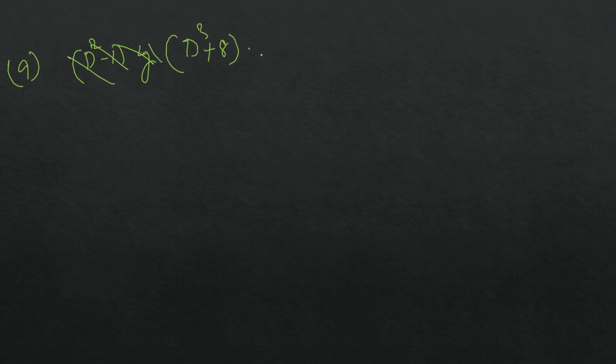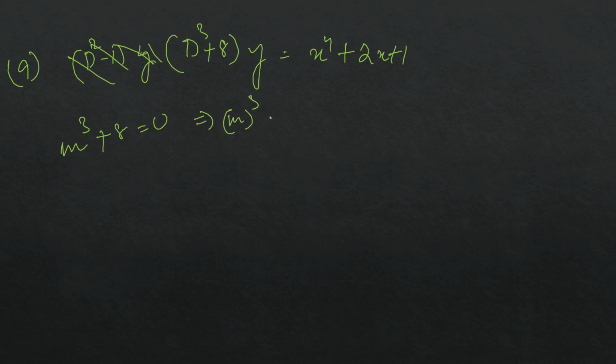Question number 9. So here the question is (D cube plus 8) y is equal to x fourth plus 2x plus 1. Again, that expansion type I'm giving you. First, let's calculate the CF for it. D cube plus 8 is equal to 0. We had done this type, but let's practice again.